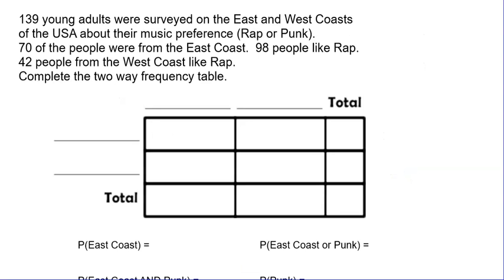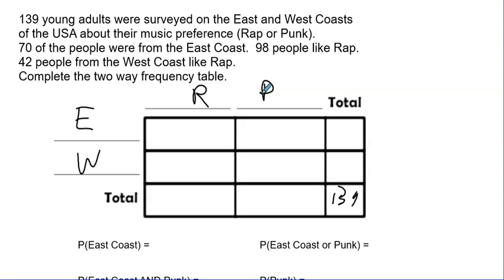And the last one for this section. It says 139 young adults were surveyed. Well, that's our total right there. On East versus West Coast. Okay? So you can put top or the side. Doesn't matter. I'm just going to put East here and West here. And then they're asked their preference. Rap or punk. Again, you can switch the P and the R, the E and the W, move rap and punk to the side, E and W on the top. It does not make a difference.